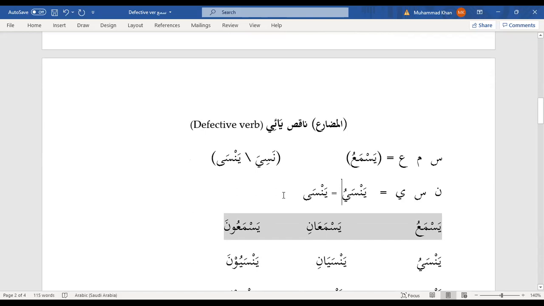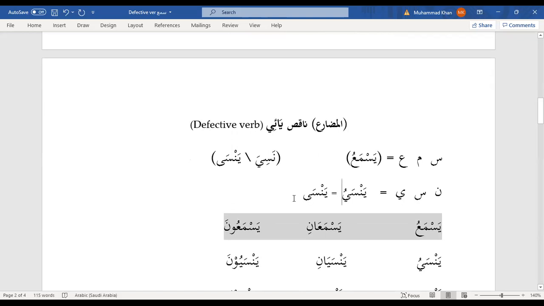If ya is mutaharik, and the letter before it is alif fatha, Ustad, then it changes to alif maksura. Excellent. Normally it changes into alif, but in naqis ya'i, it changes into alif maqsura. And that's why it becomes yansa. So it will be nasiya, yansa, nasiya, yansa.